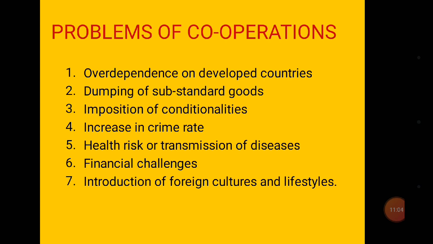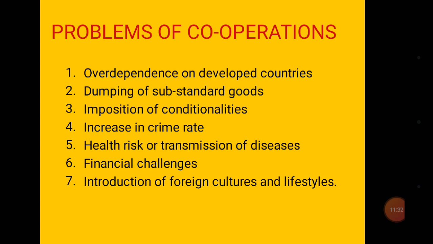Then increase in crime rates. Because of cooperation, there is an increase in crime rates, especially internet fraud, banking sector crime, money laundering, and others. It is very much on the rise because people are able to move from one region to the other freely due to cooperation. And so when they commit a crime in one region, they are able to move to another region to hide. And this makes policing very difficult.